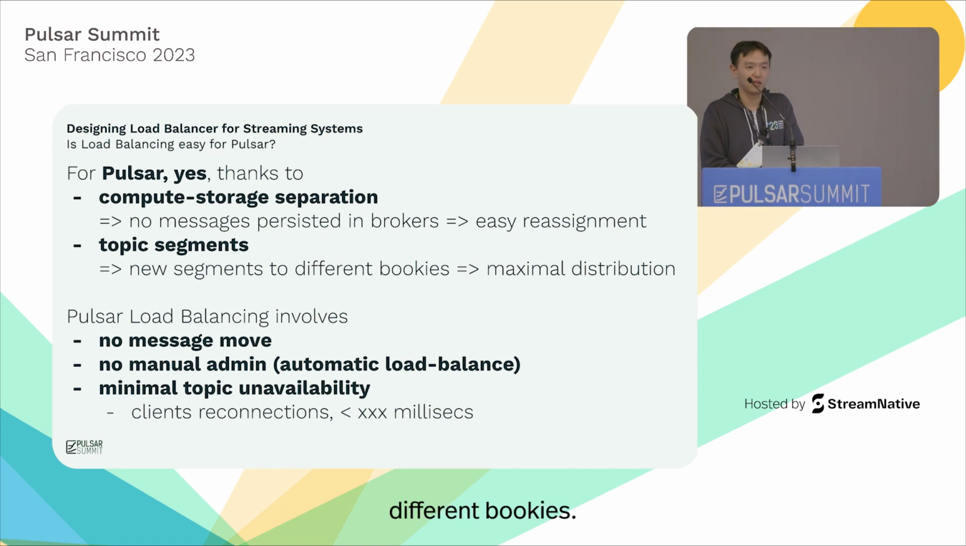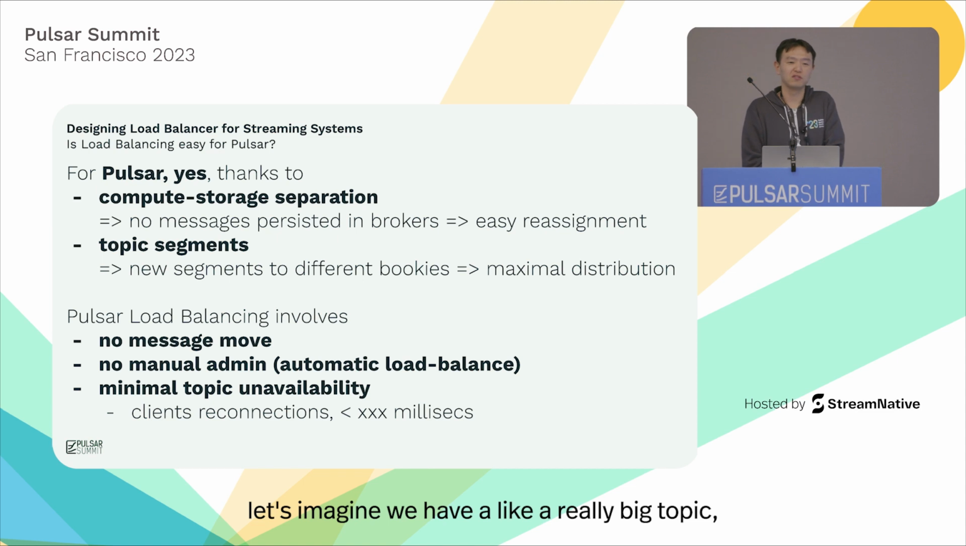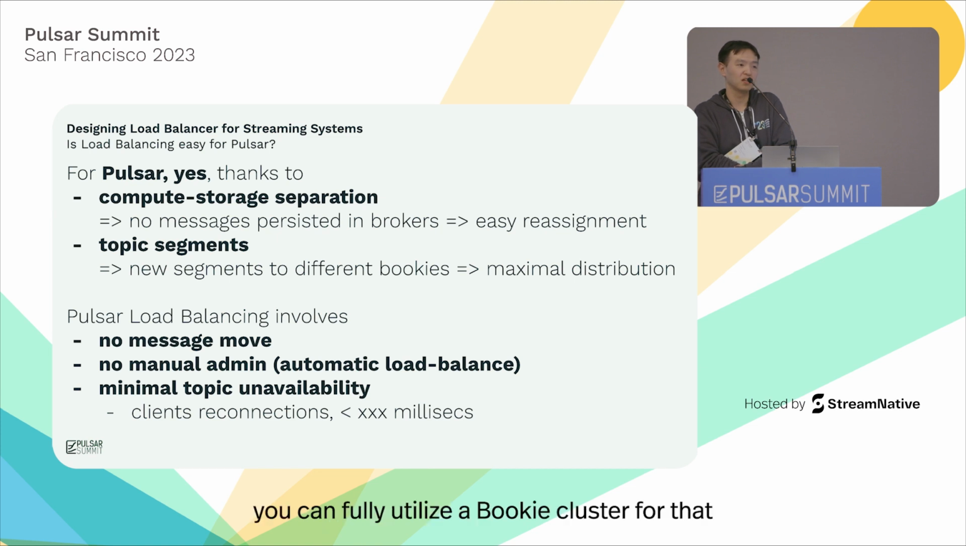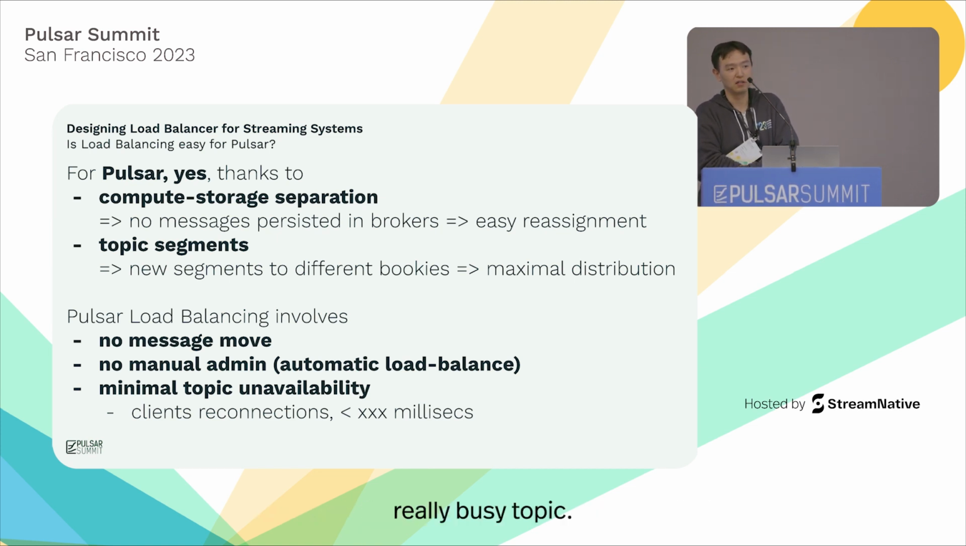For example, let's imagine we have a really busy topic with a lot of traffic. We can just create a bunch of ledgers and distribute them to different bookies. So in the worst case, we can fully utilize the bookie cluster for that really busy topic.